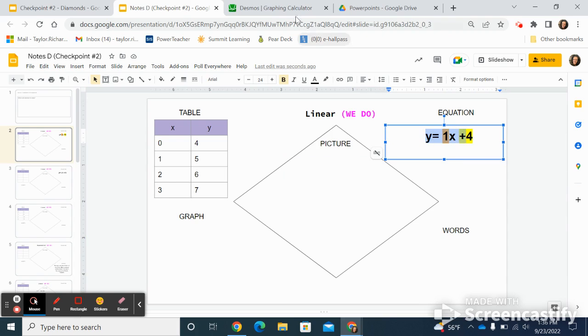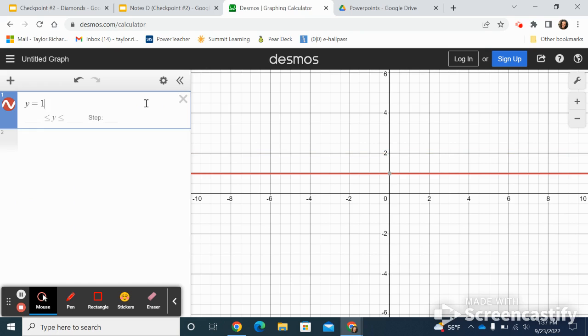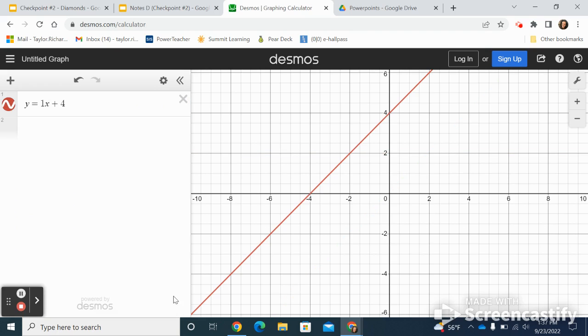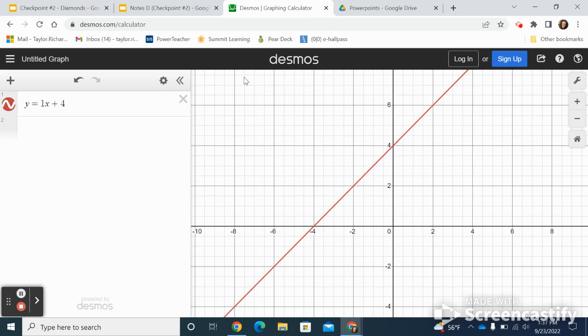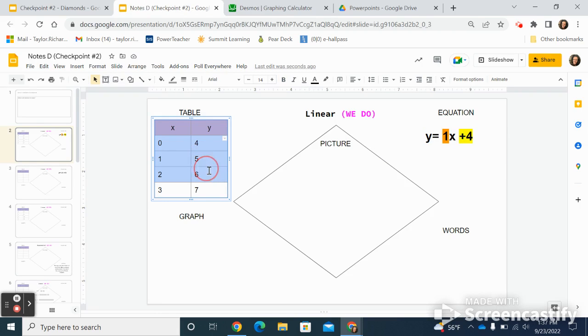Y equals 1x plus 4. So here we go. Y equals 1x plus 4. And here's my graph. Now, to check myself and make sure I'm doing everything right, I'm also going to put some of these points from my table in Desmos.